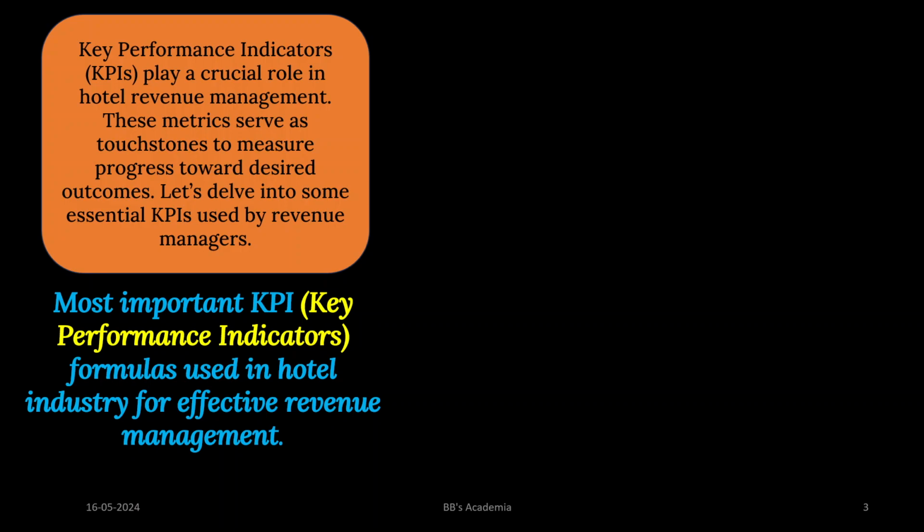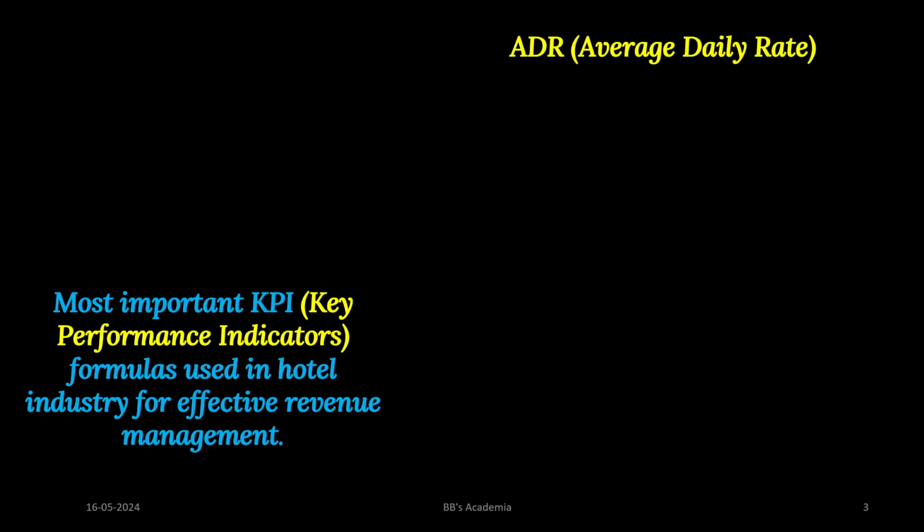Let's delve into some essential KPIs used by revenue managers in the hotel industry. And as a beginner, it is very important on your part to know it in detail, so that in future when you are placed in that department, you won't feel that you are a stranger over there. So let us know the KPIs one by one. First one is ADR, and it is known as average daily rate. ADR, average daily rate. What is that?